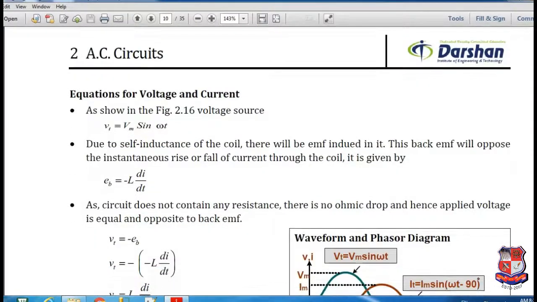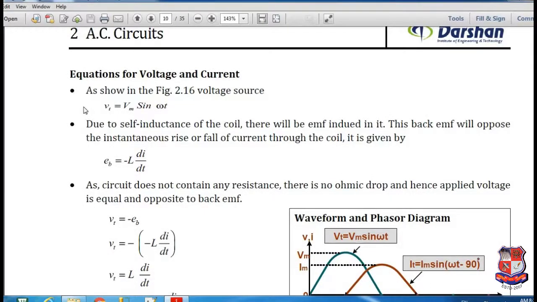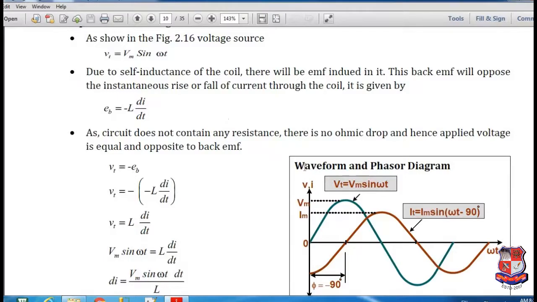Now the equation for the voltage source is Vt is equal to Vm sin omega t. Based on Lenz's law, we can get the equation. If we apply Lenz's law over here, the back EMF will oppose the instantaneous rise and fall of current through the coil. It is given by Eb is equal to minus L di by dt. Now there is no resistance path over here, so we can write Vt is equal to minus Eb, and Eb is minus L di by dt.